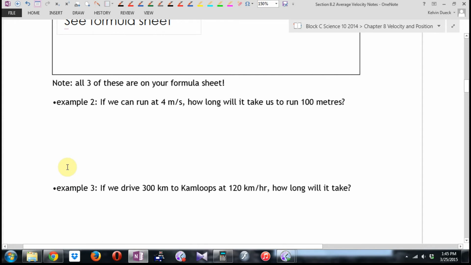So, how are we going to use this? How many variables were there in these equations? Three. Any two, you can find the third. So you ready? Example two says this: if we can run at 4 meters per second, how long will it take us to run 100 meters? What's this question asking us to find? The speed, the distance, or the time?